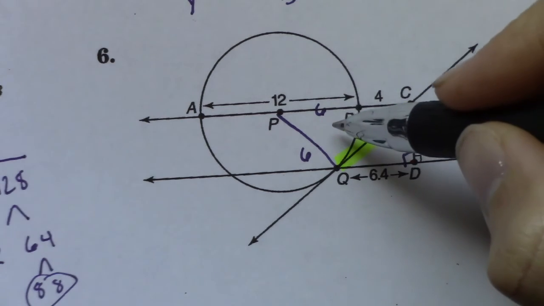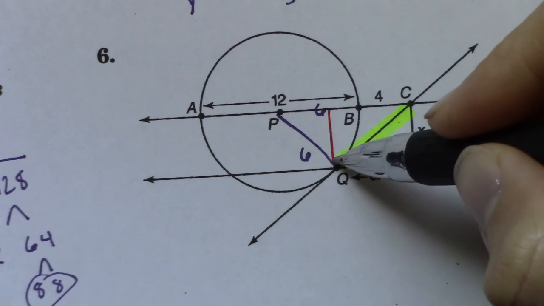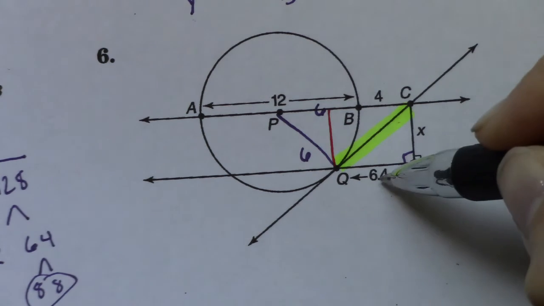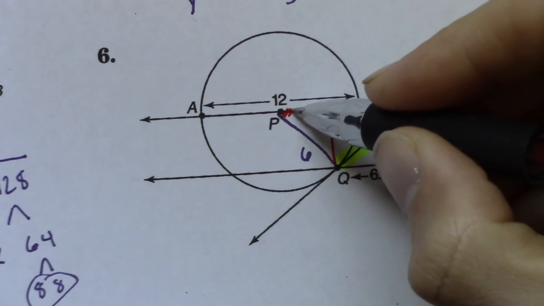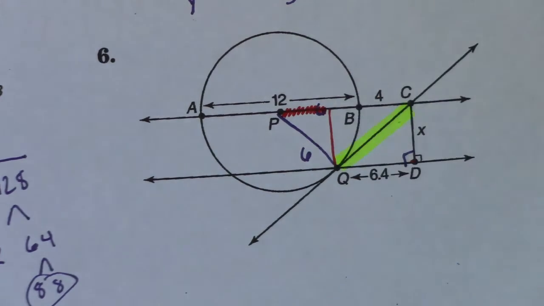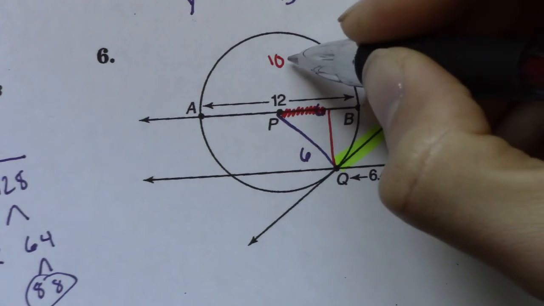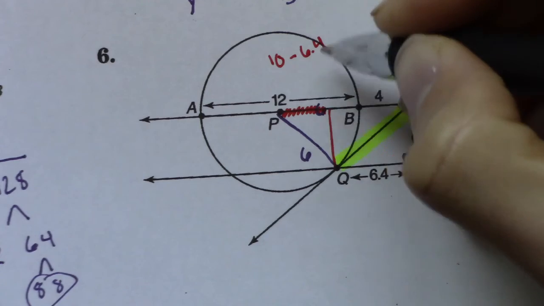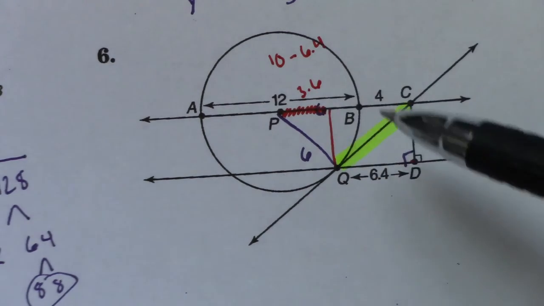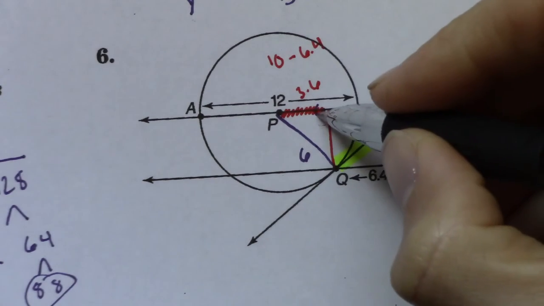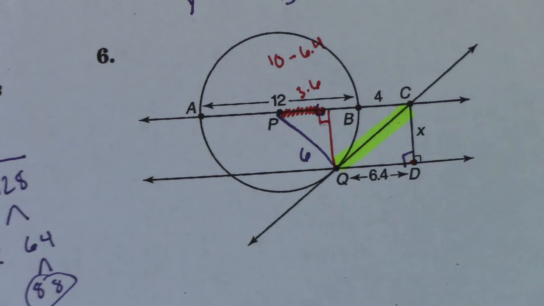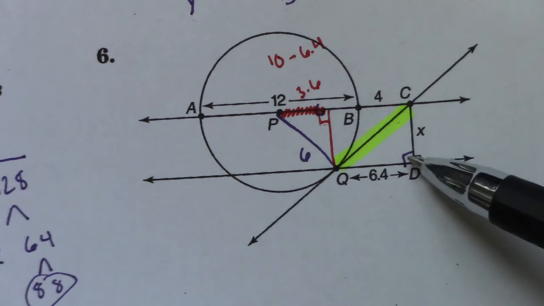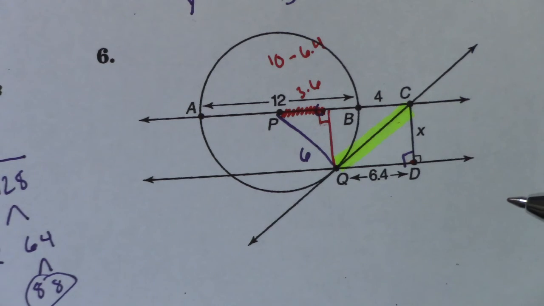Because what I want to do is I want to say, let's find this right here. And because this is 6.4 and this is 10, I know that what's left, squiggly part, must be 10 minus 6.4 or 3.6. And now that I've got two sides of a right triangle, I can find the third side, which is my x. However, I'm not 100% certain that we can say that that is 90 degrees. I know this one is, but I don't know about that one.